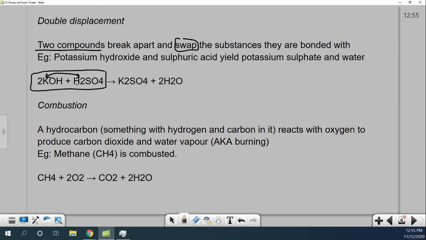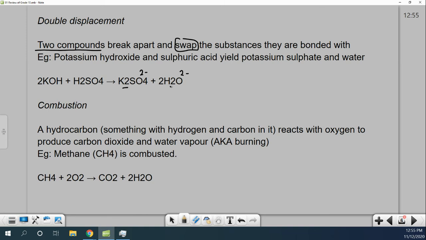So I'm going to have HOH, which is water, H2O, and I'm going to have KSO4. And then once you've done the swap, you have to check your charges. So sulfate is a -2, which means I would need 2 Ks.